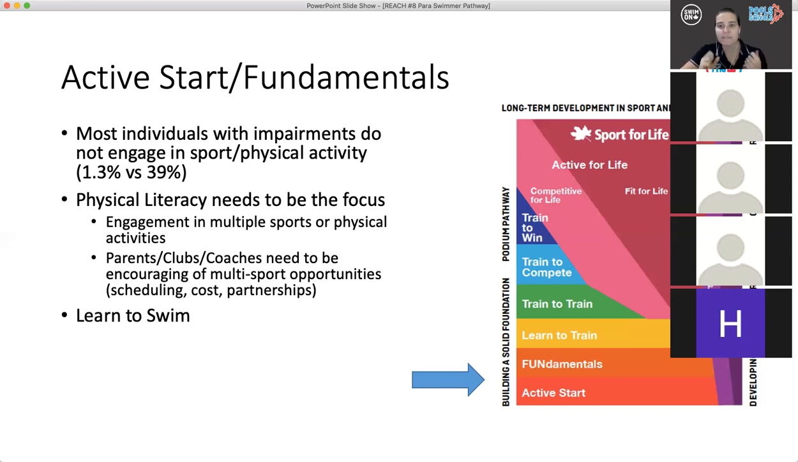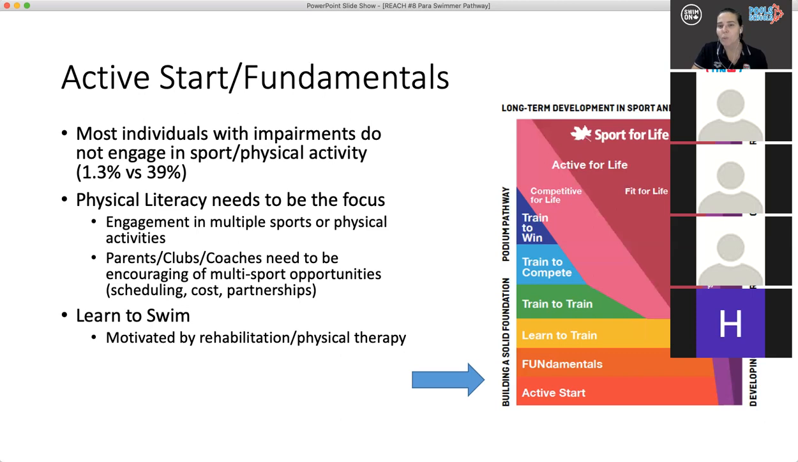So the other piece of fundamentals is learning to swim. The one thing that's unique about swimming is that for the most part, our club system is not as engaged in teaching the basic skills of the sport as compared to other sports. Learning to swim tends to happen in community programs or municipality programs or YMCAs, things like that. So outside of our club system.